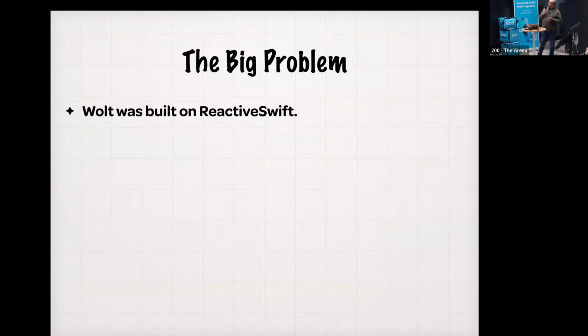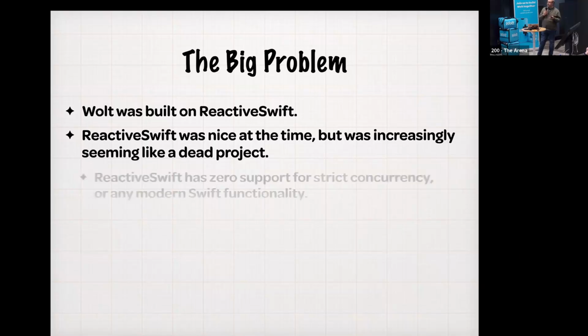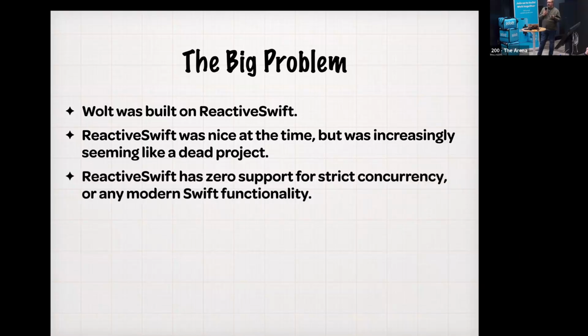But then the problem now is we built a lot of this on ReactiveSwift as our reactive framework. When we started this, it was a really nice system, but looking into this, I noticed there's not a lot of development happening on this. Are they ever going to have any support for the Swift 6 strict concurrency stuff? Because they very much didn't. So it wasn't looking good.